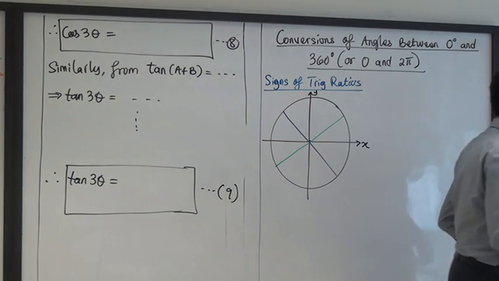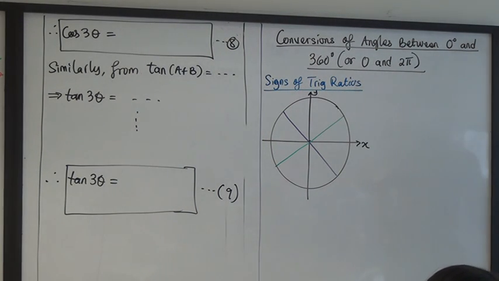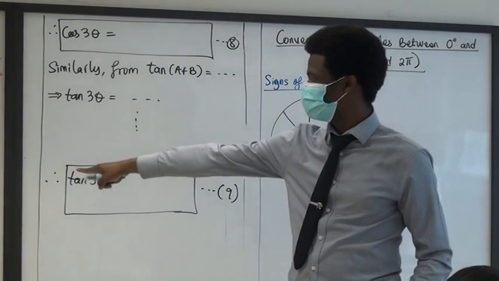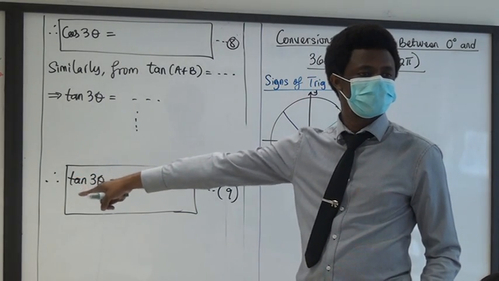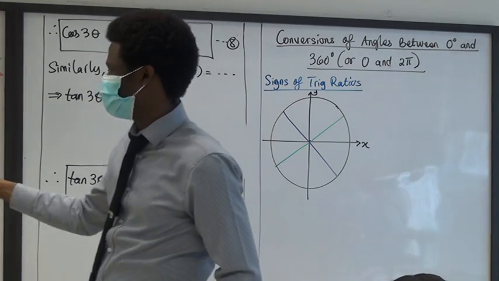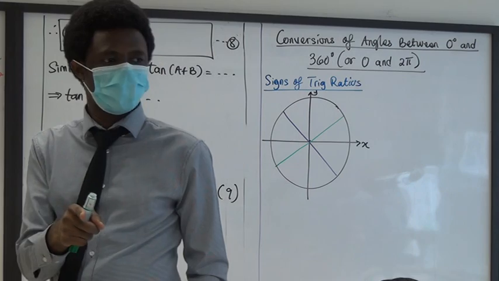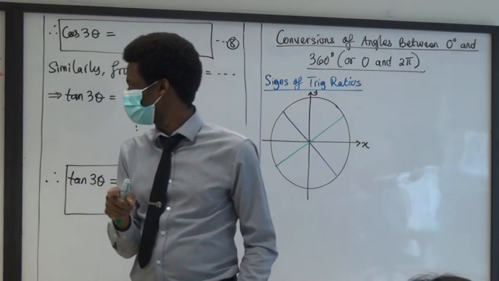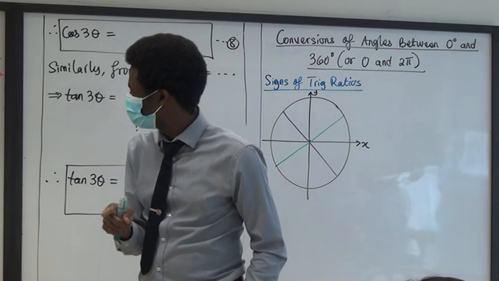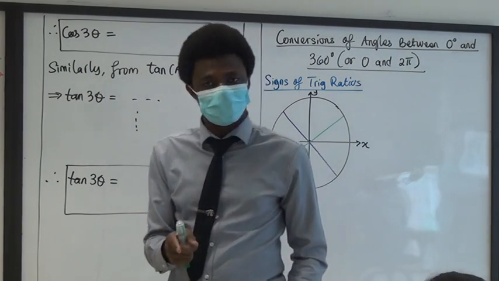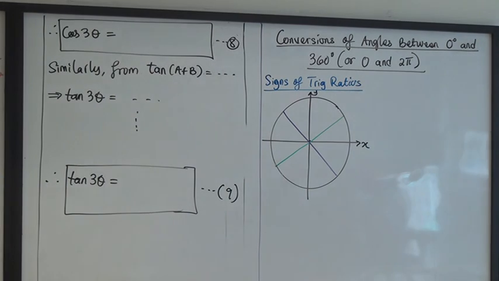Has anyone done it? Cos cube, cos 3 theta, sorry? Okay. Does it look like this one? But in reverse, right? Yeah. So you're supposed to get what? What did you get? 4 cos what? Okay, yeah, 4 cos cube theta minus 3 cos theta. So it's similar. Okay? Similar.